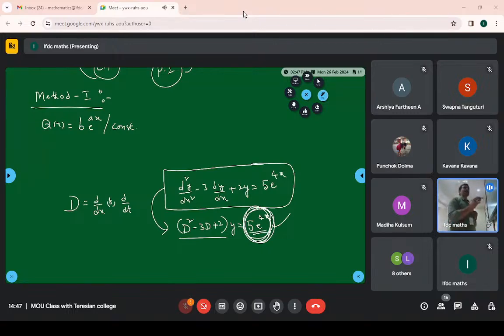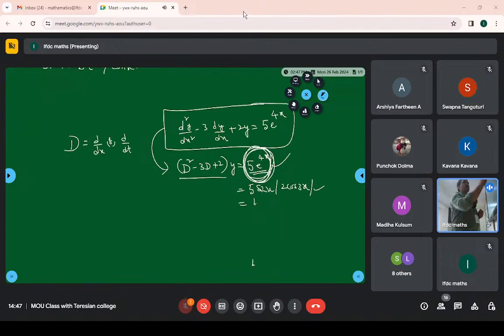Coming to the second method, if the right hand side is 5 sin 2x or 2 cos 3x or something like this, what is the strategy to find it? That will come under method number 2. And the third method will come under b into x power k. It is nothing but 2 into x square or 3 into x power 4. Such kinds of functions come.